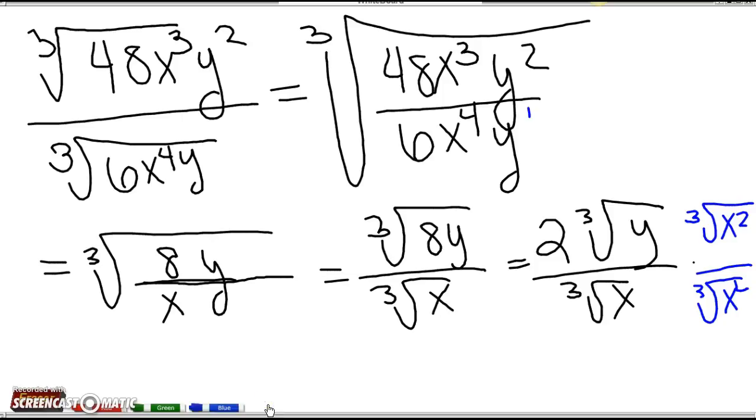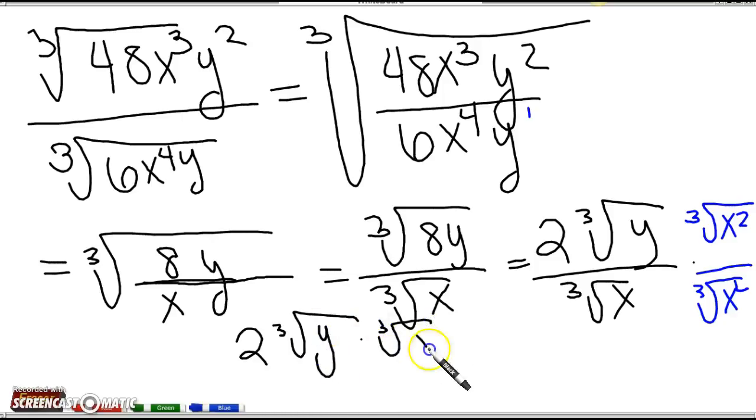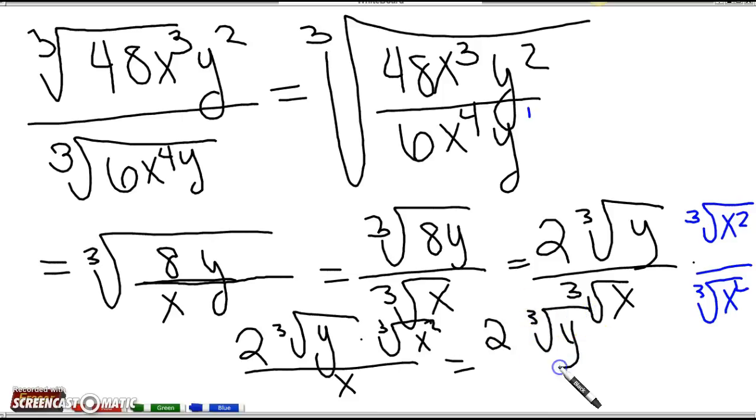So when I do that, I get 2, the cube root of y times the cube root of x squared, all over x. And so now I can combine this, and I get 2 cube root of y x squared, because they're all in the same cube root, over x. I hope this helps.